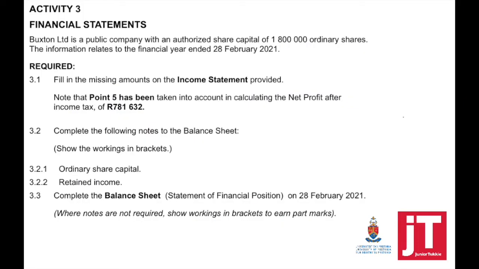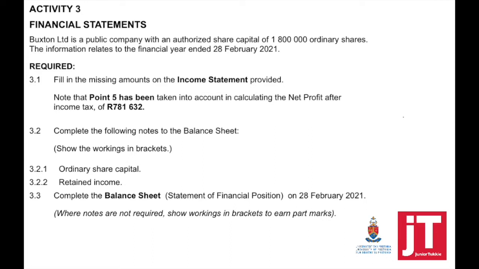Buxton Limited is a public company with an authorized share capital of 1.8 million ordinary shares, authorized maximum. The information relates to the financial year ended 28 February 2021. If our accounting period ends 28 February 2021, it means it starts the 1st of March 2020. Required: fill in the missing amounts on the income statement provided, complete the notes to the financial statements, the ordinary share capital and the retained income, and then complete the balance sheet.